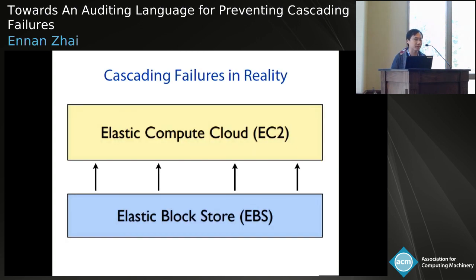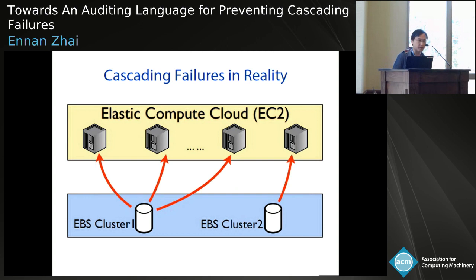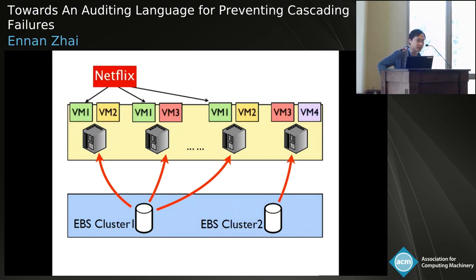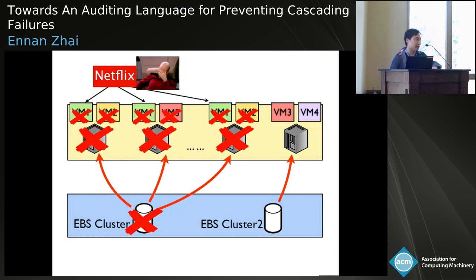Let me show you a real example of a cascading failure that happened several years ago in Amazon AWS. In Amazon AWS, the EC2 service relies on EBS for storage support. And some application providers, for example Netflix, replicate data across different virtual machines running on physical machines in the EC2 layer. In this outage event, a bug happened in the EBS cluster, and this problem led to cascading failures across physical machines in the EC2 layer, undermining the redundancy efforts made by Netflix.